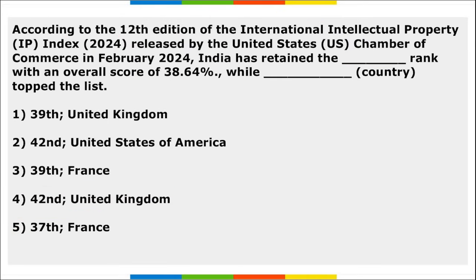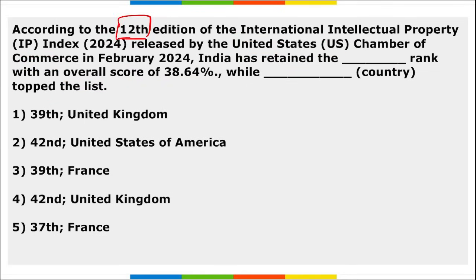Next, according to the 12th edition of the International Intellectual Property Index released by the United States Chamber of Commerce in Feb, India has retained the dash rank with an overall score of 38.64%, while dash country has topped the list. So remember, GI registry awarded, recently remember the 12th edition.